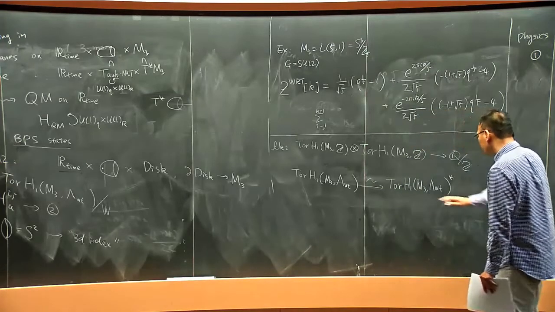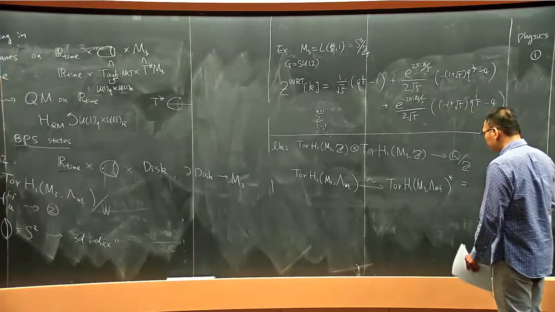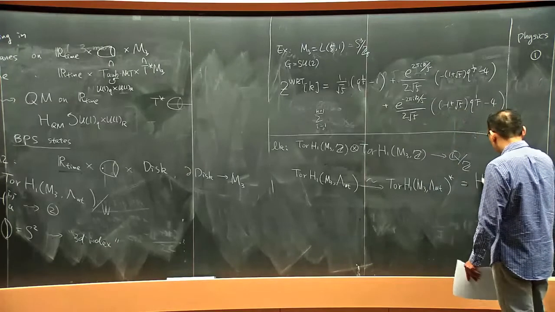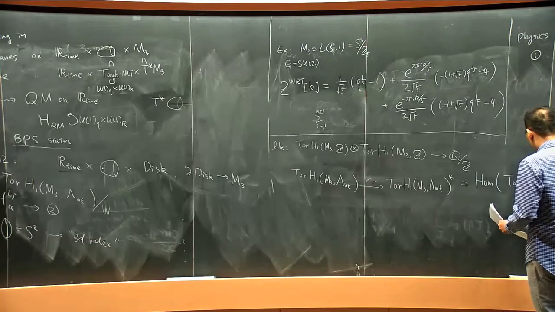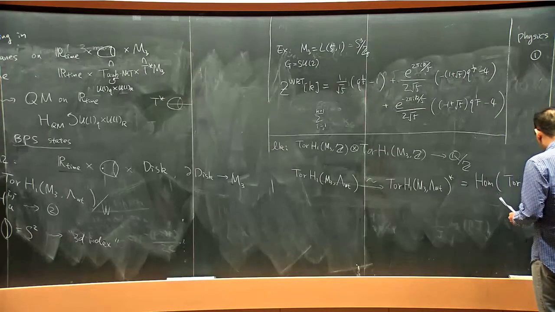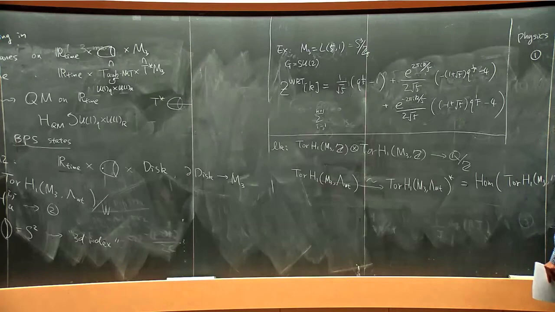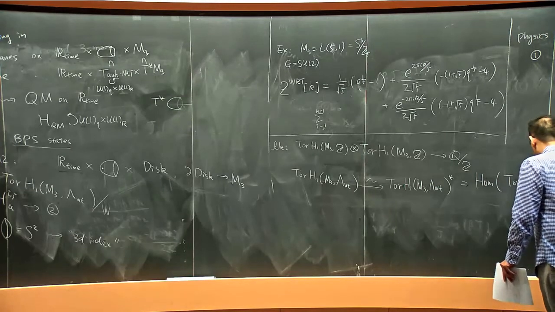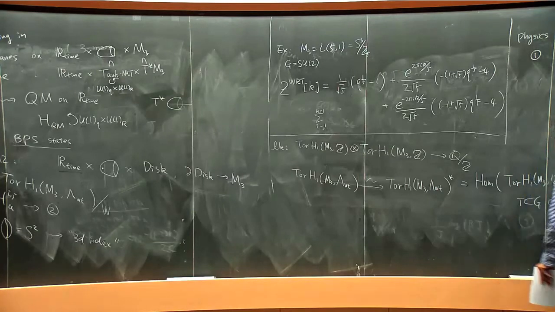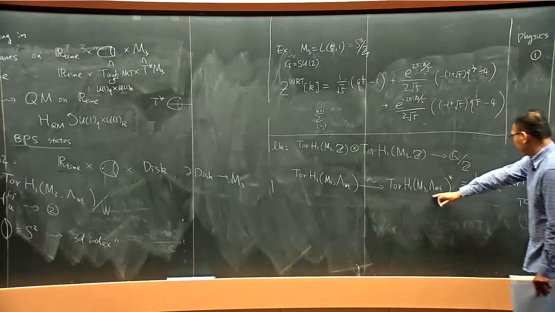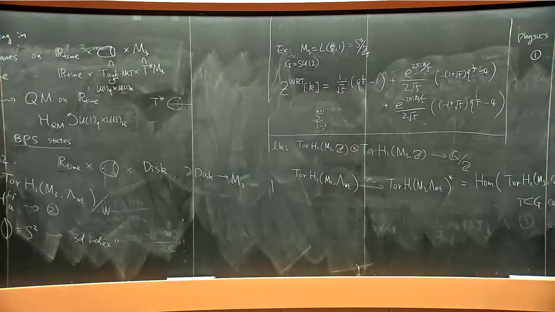So what is this group? This is by definition Hom from the torsion part of H1 of M3 with integer coefficient to the Cartan of G. So T here is the Cartan. Because G is simply connected, the weight lattice is the lattice of characters of T.